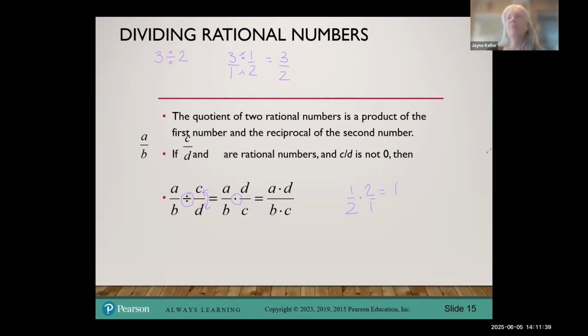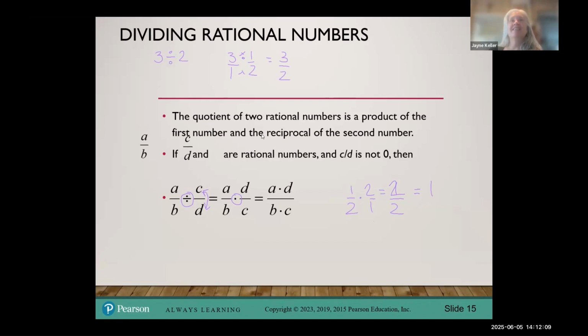Does that look familiar, maybe? Wait, how do you get one? When I multiply 1/2 by 2 over 1? Good question. I would get 1 times 2 over 2 times 1, and then I can simplify that. 2 divided by 2 is 1. Yes. Any number divided by itself is 1. That's an important key of fractions. That's a great question.